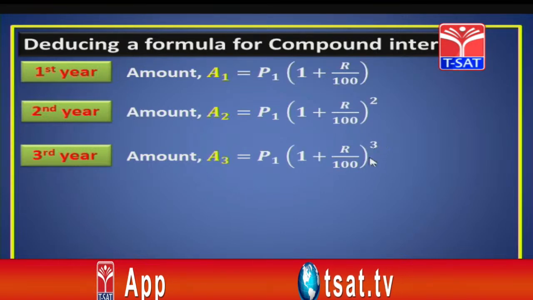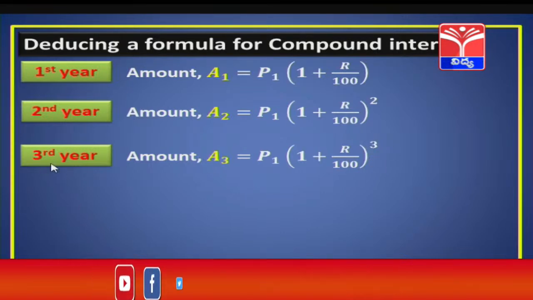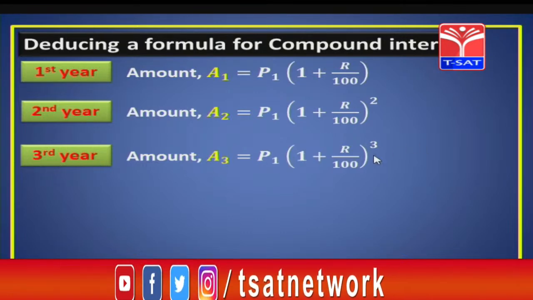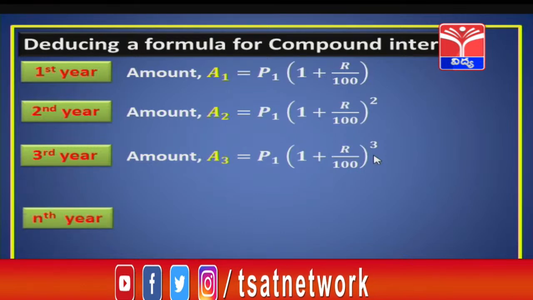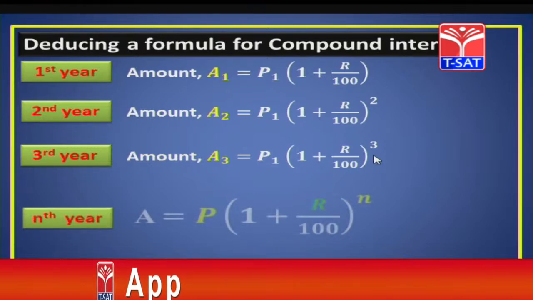So, why have we taken 3 here, children? Because it is at the end of 3 years. So, that is why we got the power as 3. Now, if you continue like that, after some n years, what will be the amount?